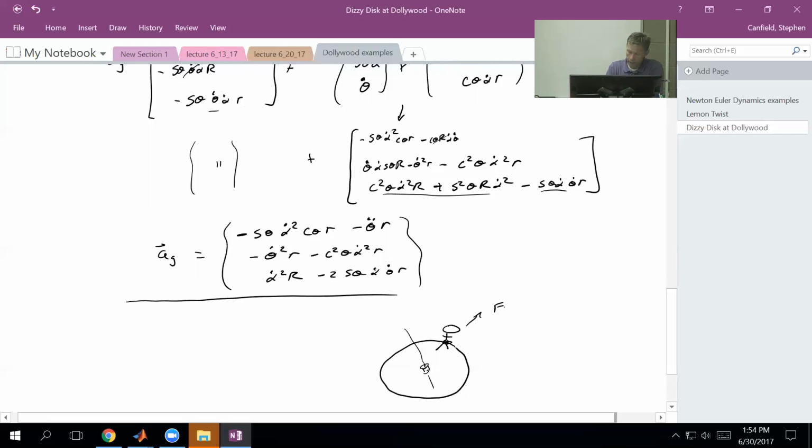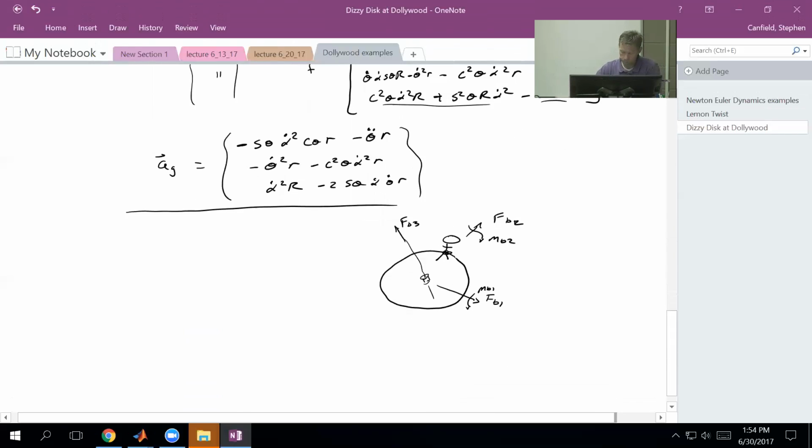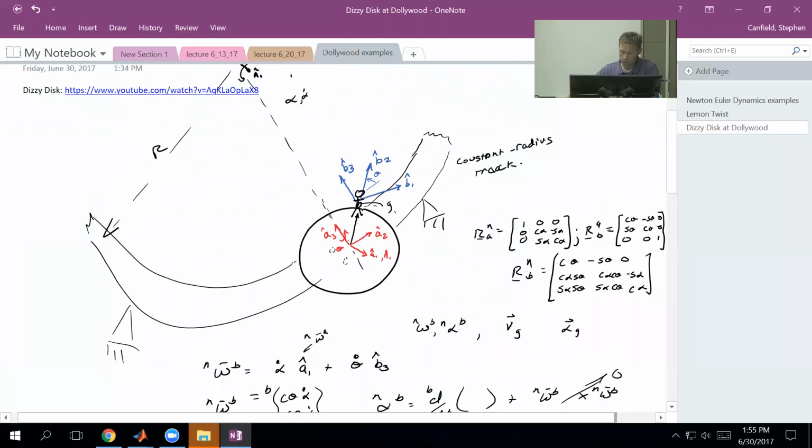So I got an F in the B1, or I think that was the B2, an F in the B3, an F in the B1. I get a moment around the B1, moment around the B2, and then no moment around the B3. I get a mass times gravity term. That's in the inertial frame. Need to pre-multiply mass times gravity from the inertial frame back to the base frame.